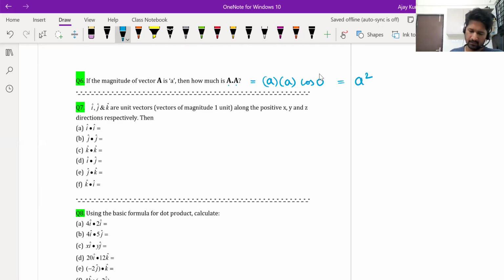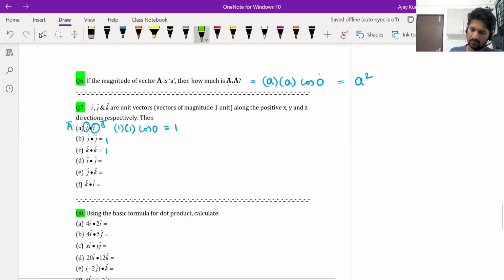That's all. Next, i cap, j cap, k cap are unit vectors, you know that. Then how much is i cap dot i cap? In this case, you will treat i cap as the first vector and the other i cap as the second vector. And what is the angle between them? It's the same vector, so the angle is 0. And these are unit vectors, so the magnitude is 1. So the answer will be A B cos theta, which is 1. i cap dot i cap is 1. Similarly, j dot j and k dot k will also be 1.